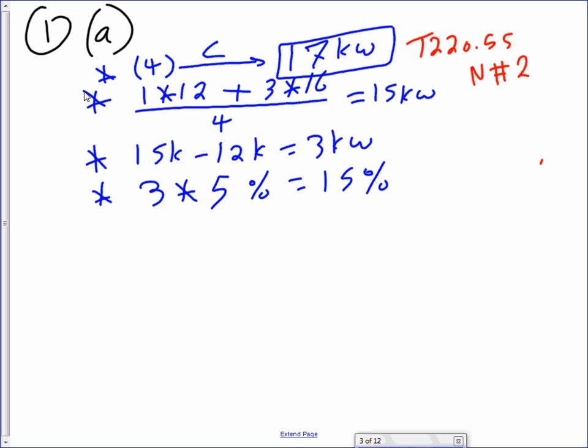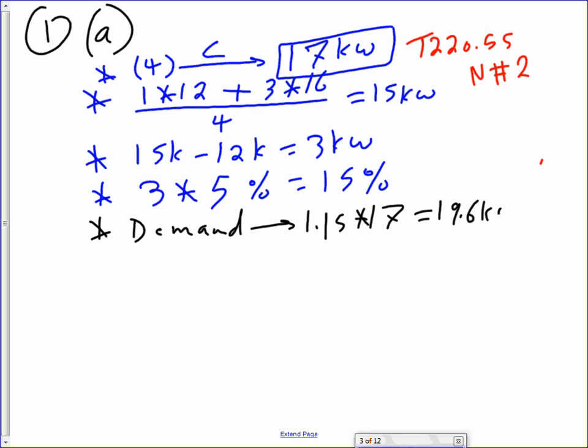And the last step, guys, is to take 1.15 and multiply it. So my demand, I'm going to call it demand, would be 1.15 multiplied by 17, and that will get you a healthy 19.6 kW. Done. Any comments, guys? Any questions for these 4 ranges?